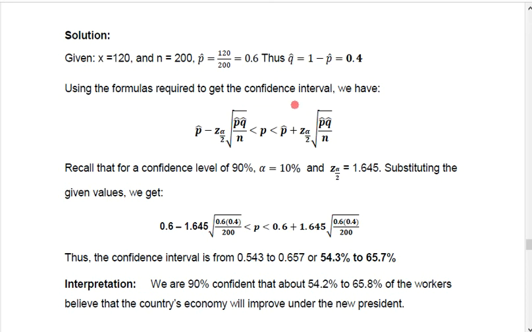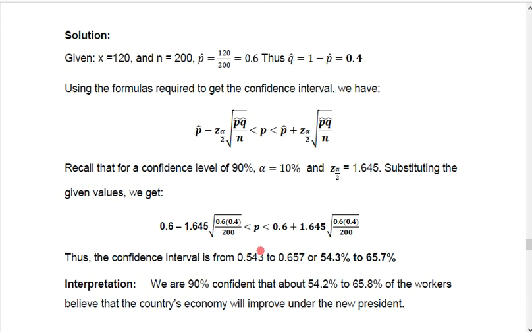Using the formula required to get the confidence interval, we have p hat minus z sub a over 2 multiplied by the square root of p hat q hat over n is less than p, and is less than p hat plus z sub a over 2 multiplied by the square root of p hat q hat over n. Okay. Recall for the confidence level of 90%, a is equal to 10%, and z sub a over 2 is equal to 1.645. Okay, so this would be our z-score. Substituting the given values, we get, so p hat is 0.6. Okay, so nakuha naman natin yan dito. We have the z-score, which is z sub a over 2, which is 1.645.